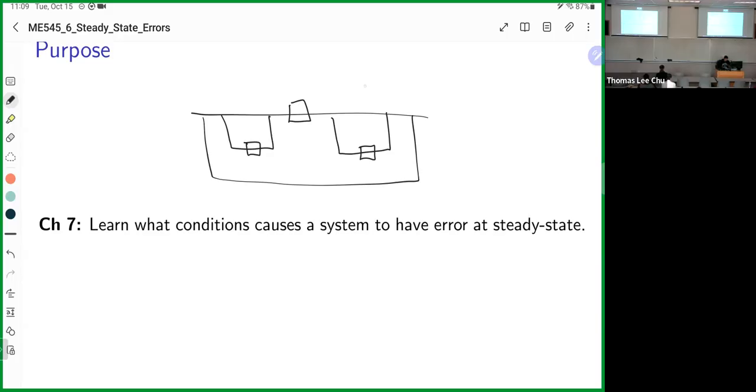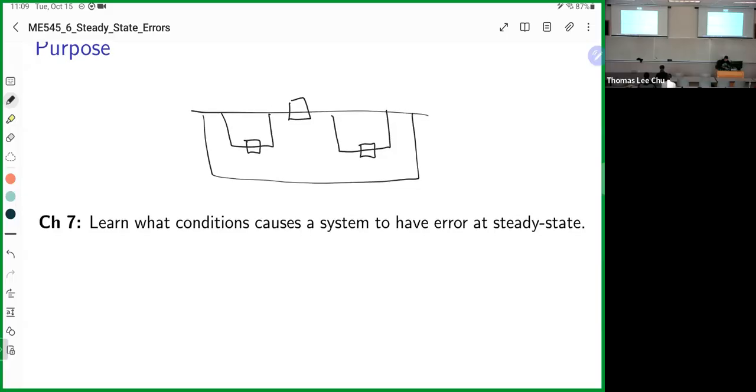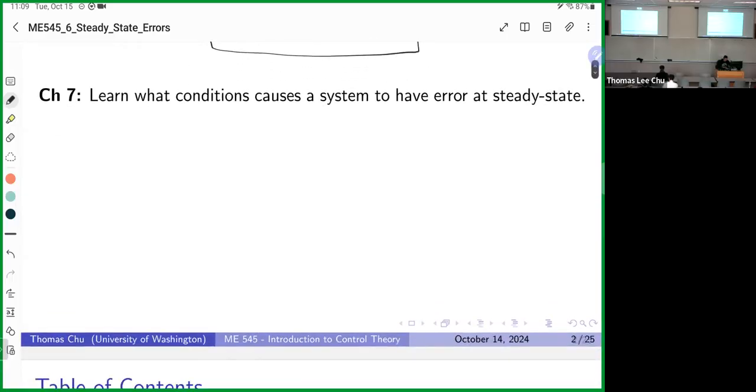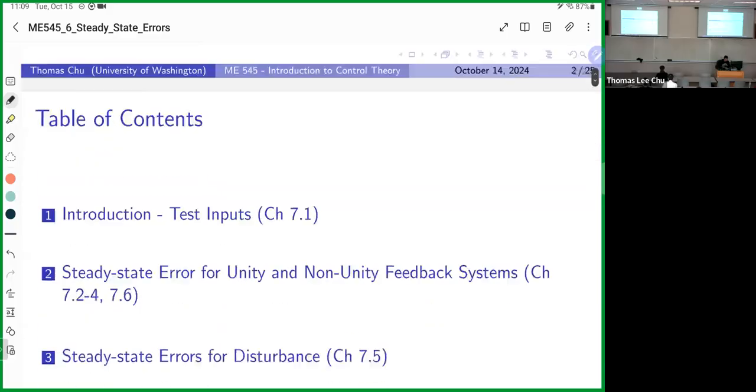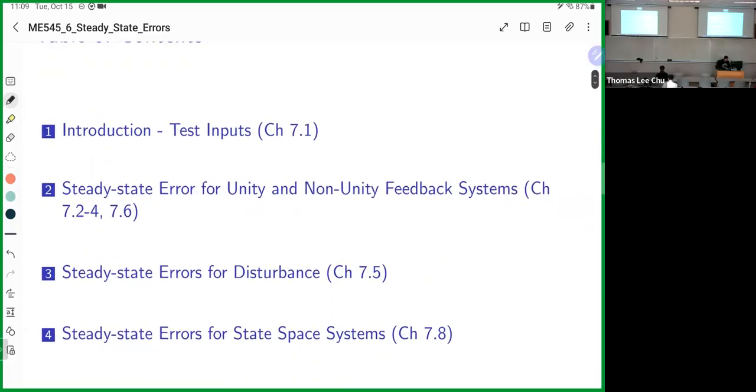So this is more of a tool; think of the analysis developed in this chapter as a tool for systems that are not standard. We're going to go through the definition of test inputs, followed by steady state error for unity and non-unity feedback systems. Unity meaning that H, our sensor, is equal to 1. Non-unity feedback meaning our sensor is no longer equal to 1. It's some transfer function as well.